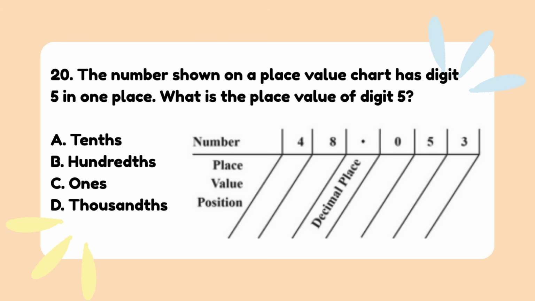20. The number shown on a place value chart has digit 5 in one place. What is the place value of digit 5? A. Tenths. B. Hundredths. C. Ones. D. Thousandths.